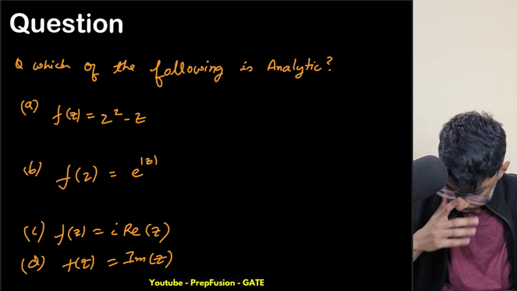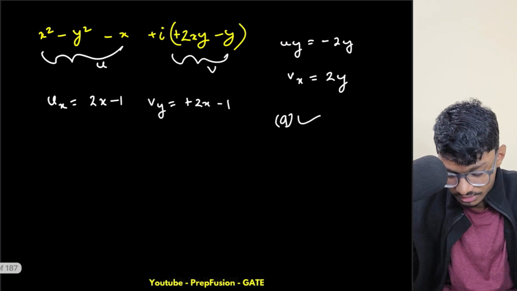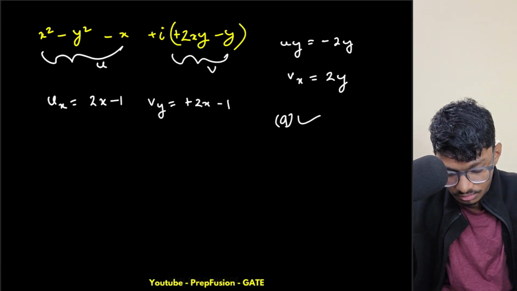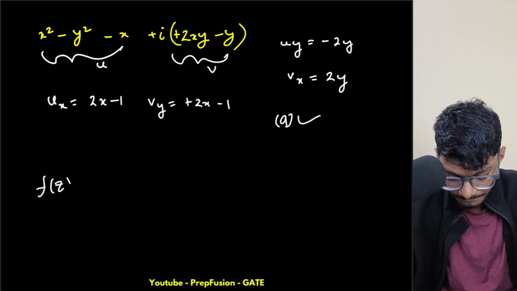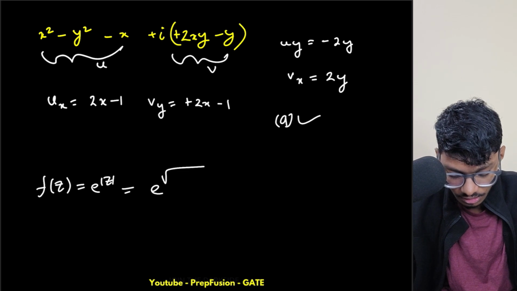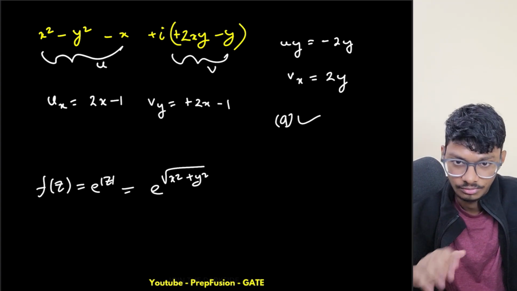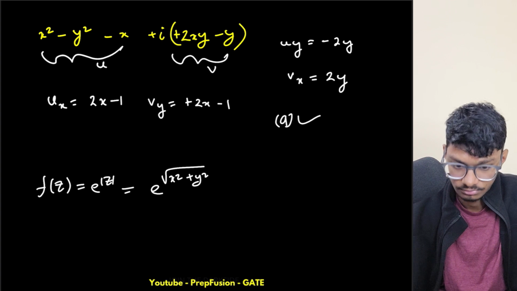From B, what you observe is this has only a real component. Like this, f of z equals e raised to the power mod of z, which equals e raised to the power under root x square plus y square. Now this has only a real component, no imaginary component. This won't be analytic, but still let's check it.